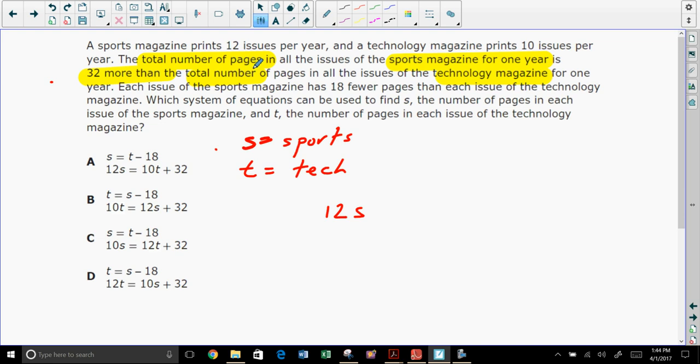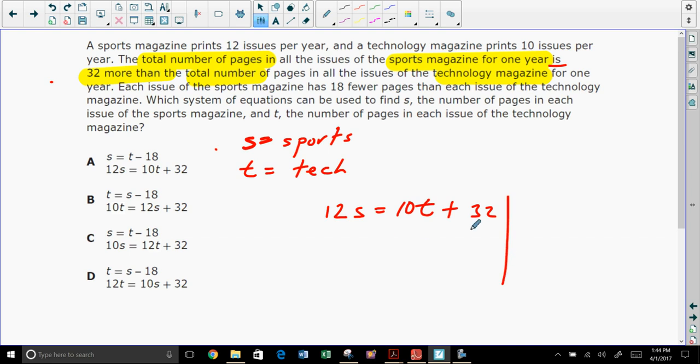Right here where it says "is," that's our equal sign. "32 more than" is going to be plus 32. The "more than" changes the order, and up front it is 32 more than all the pages in the tech magazine for 1 year. Up here it says the tech magazine has 10 issues per year, so it's going to be 10 times T. So 10 issues times all the pages in the tech magazine, plus 32. So that equation is set, and we're ready to go with that one.